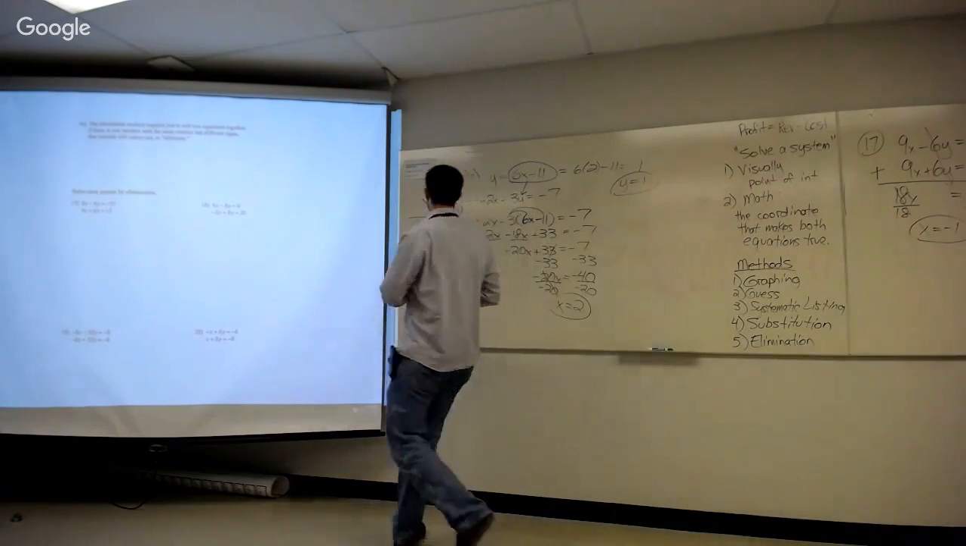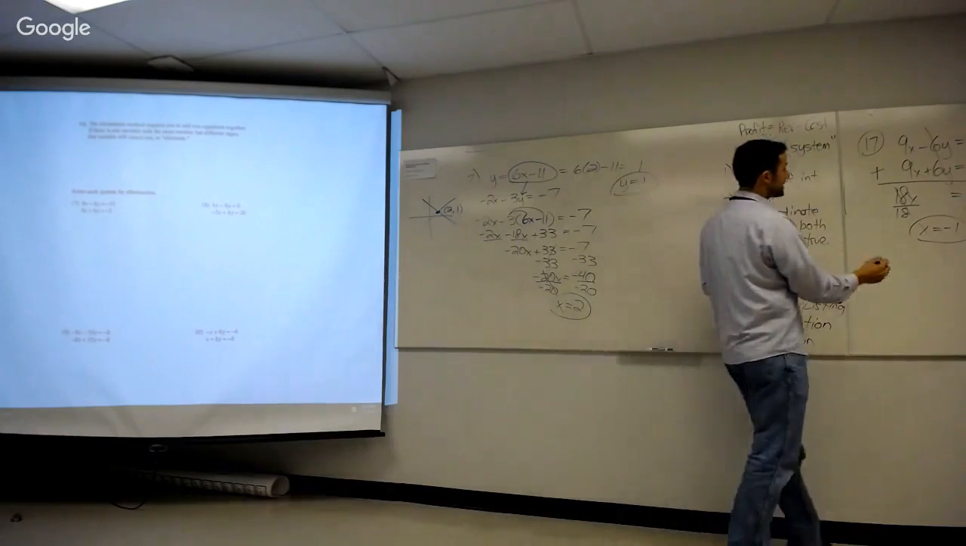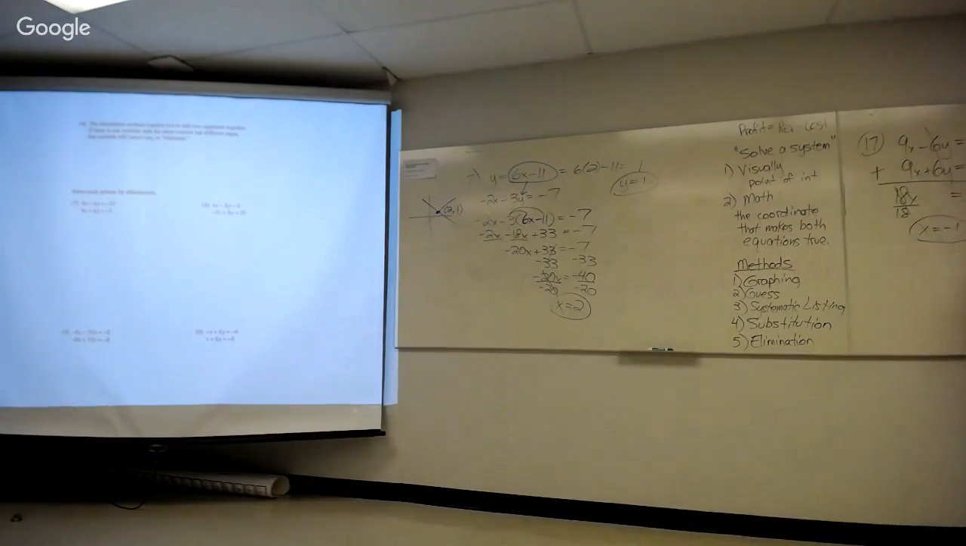Now again, is that already the answer? Are we done? No, because how many pieces of information are we looking for? 2. We're looking for x and y. So we still have to solve for y. So how do we solve for y? Plug it back into the first equation. Yeah, you just have to plug it into one of those equations.